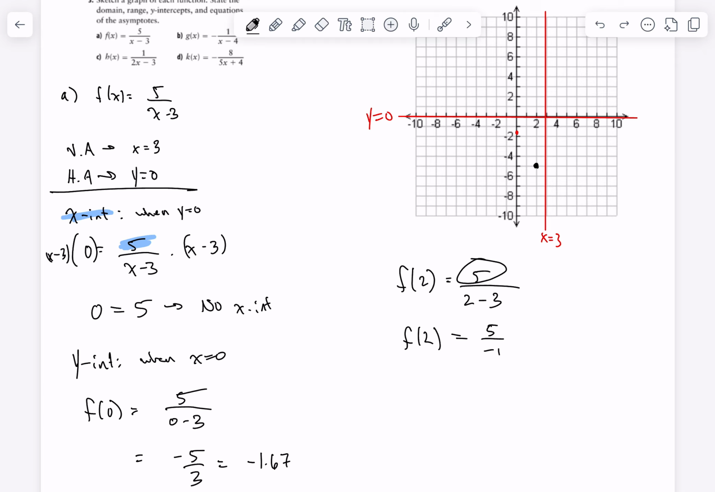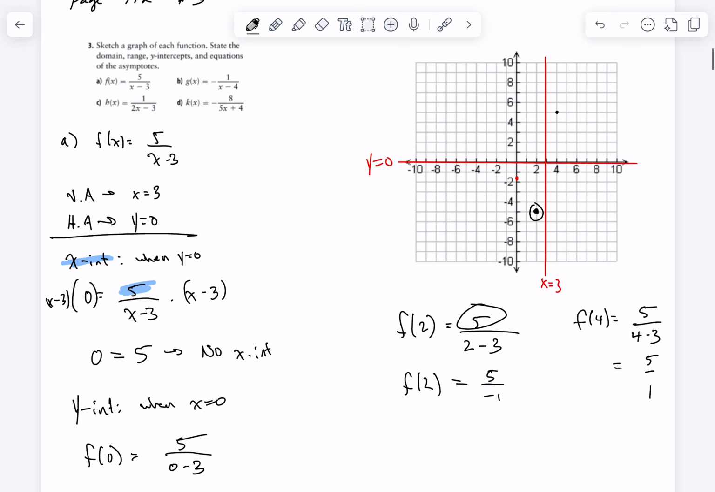And so same thing on the other side. If I wanted to figure out where the corresponding point to that one would be, up here, wherever it may be, I'm just going to evaluate on this side of the asymptote. So let's say at 4. So f at 4 is going to equal 5 by 4 minus 3, which is going to be 5 by 1. So up here.